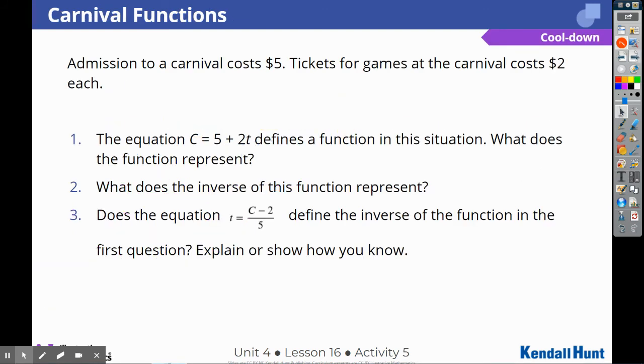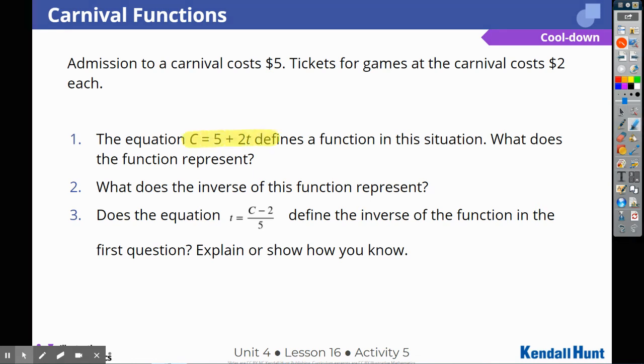All right, our last problem. We have the admission of a carnival that costs $5. Tickets for games at the carnival cost $2. So the equation C equals 5 plus 2t defines the function in the situation. What does this function represent? And then we need to look at what the inverse of this function represents.